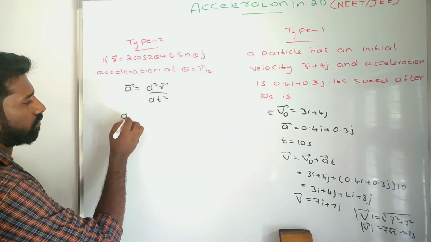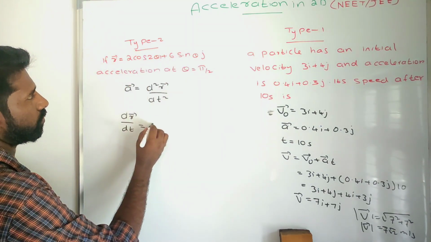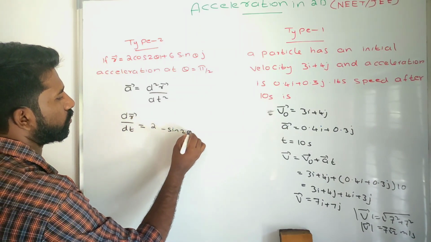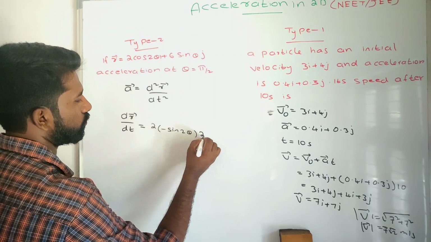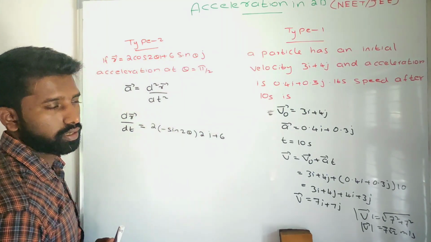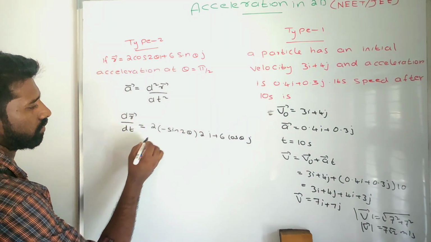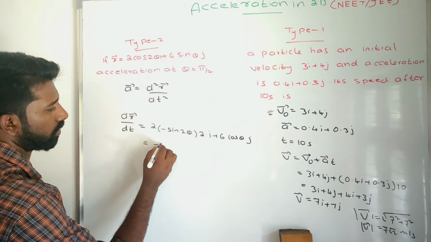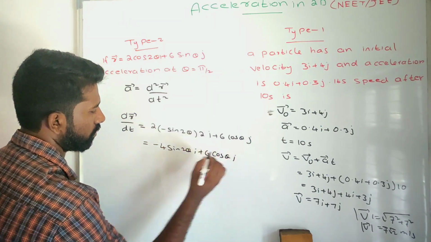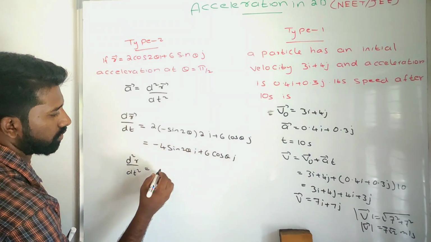First of all, I will find dr divided by dt, the differentiation of this. The differentiation of cos 2 theta is minus sin 2 theta into 2, into i, plus 6 into the derivative of sin theta, which is cos theta, j. This is dr by dt, equal to minus 4 sin 2 theta i plus 6 cos theta j.